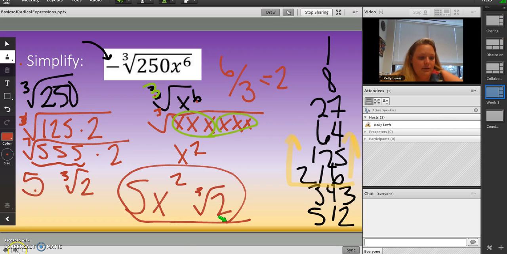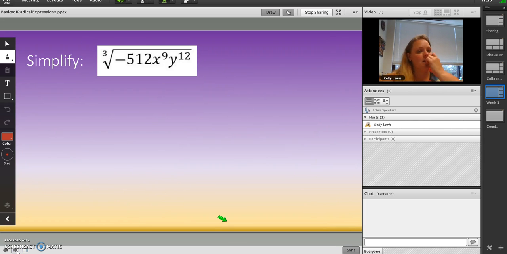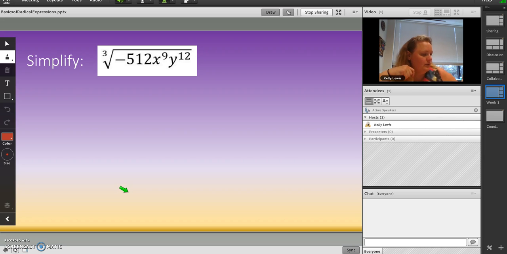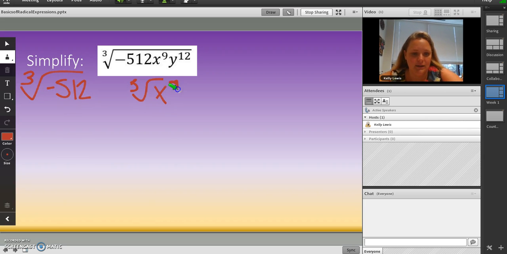All right, let's do another one. Oh wait a minute, we have this guy. Don't forget, put the negative right there. So cubed root of negative 512, cubed root of x to the 9, cubed root of y to the 12.